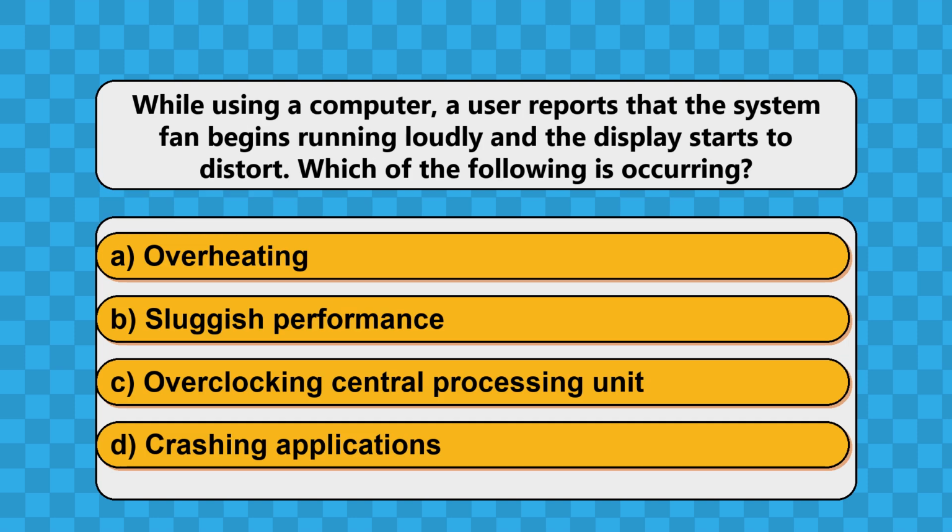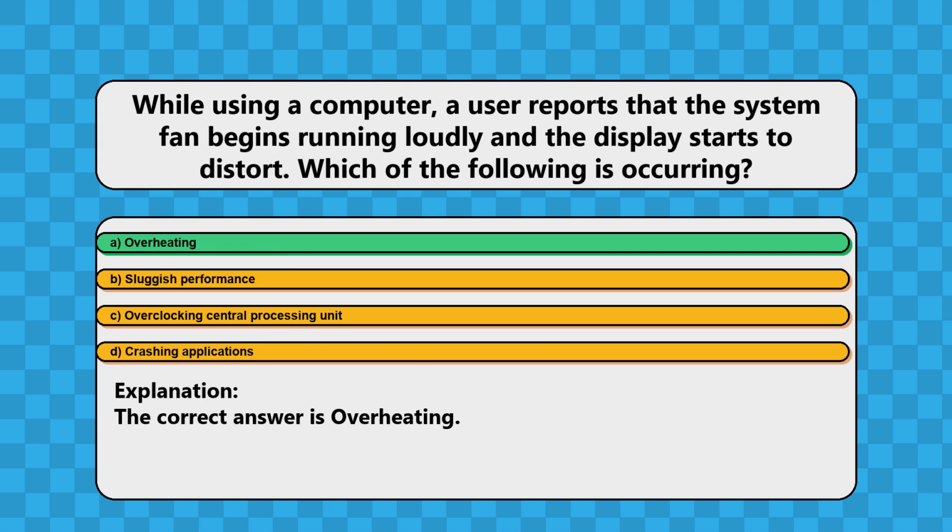Question 39. While using a computer, a user reports that the system fan begins running loudly and the display starts to distort. Which of the following is occurring? Option A. Overheating. Option B. Sluggish performance. Option C. Overclocking central processing unit. Option D. Crashing applications. The correct answer is option A. Overheating. The correct answer is overheating.